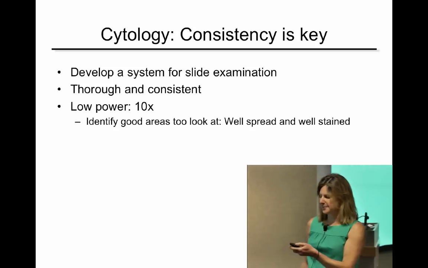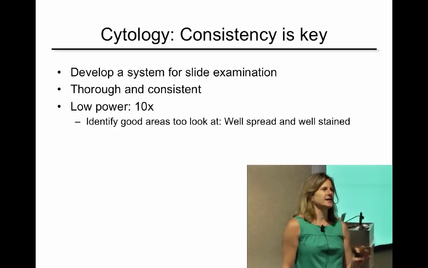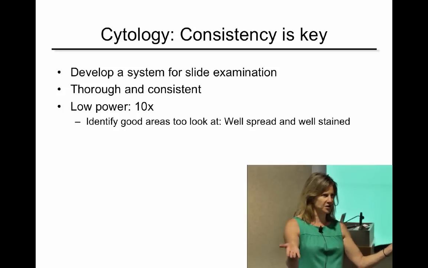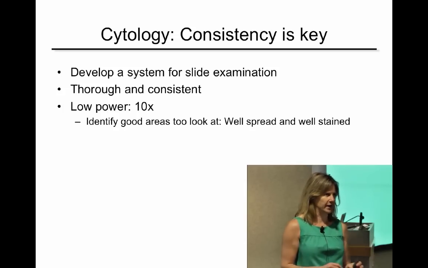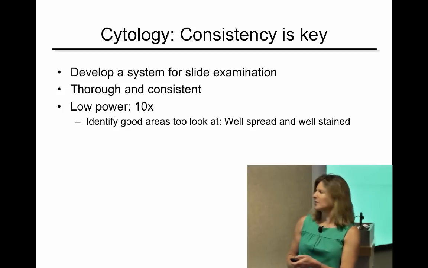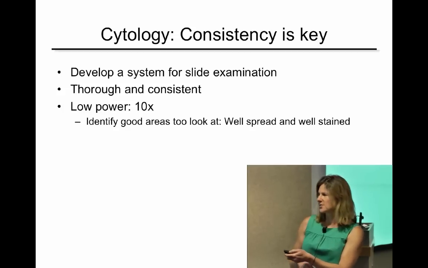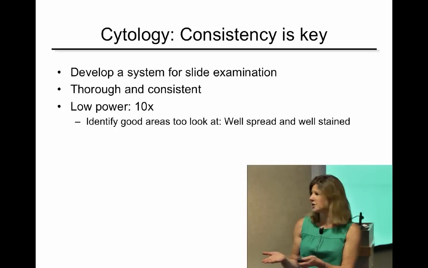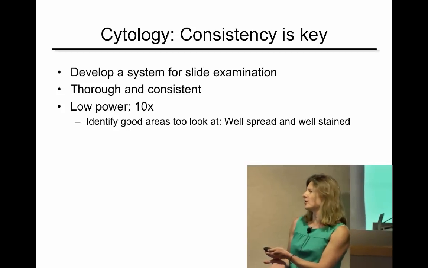Again, consistency. So I tell our residents 10x is the most crucial view. That's where I'm already starting to work through what I think it is. The 10x view is what I want them to give me a description of, and in that first sentence, I should be able to tell what they're looking at. So this is really important, and what we're looking for at the 10x view is, again, all pattern recognition, but we're also looking for the good areas to look at.